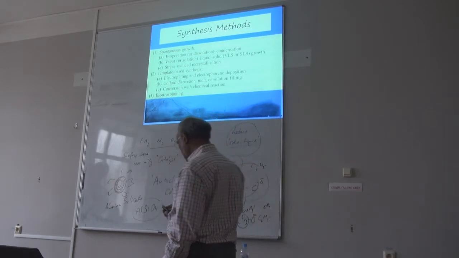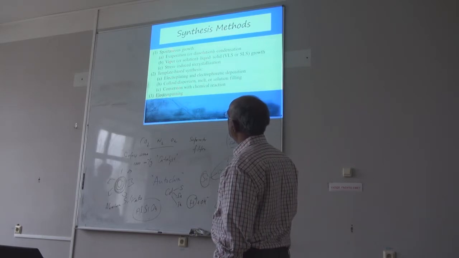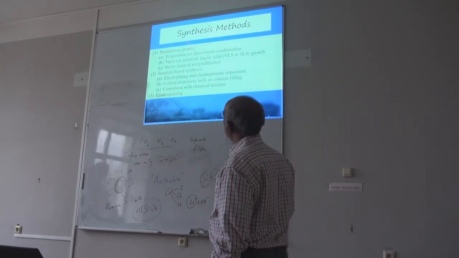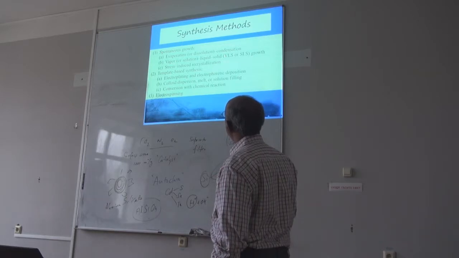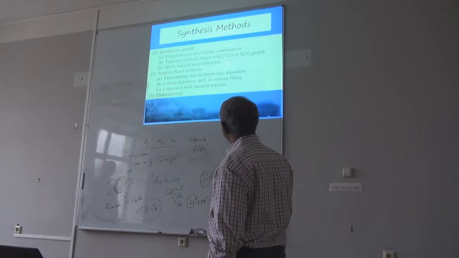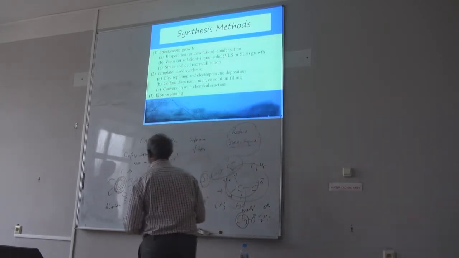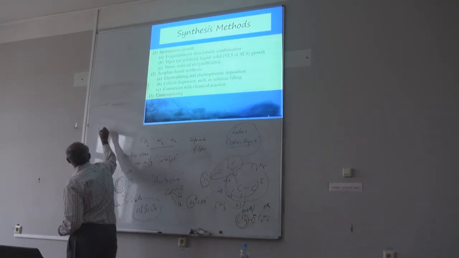So when you want to make nanowires and nanotubes, there are three techniques we use. Something called the spontaneous growth. This is the most important thing. We call it the VLS growth. This is vapor, liquid, solid growth. This is the most famous one, VLS.